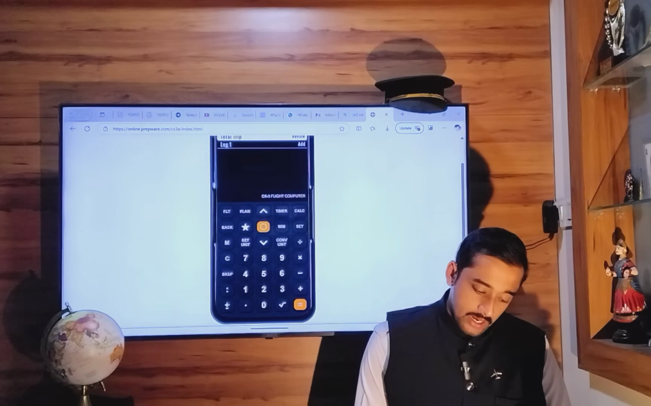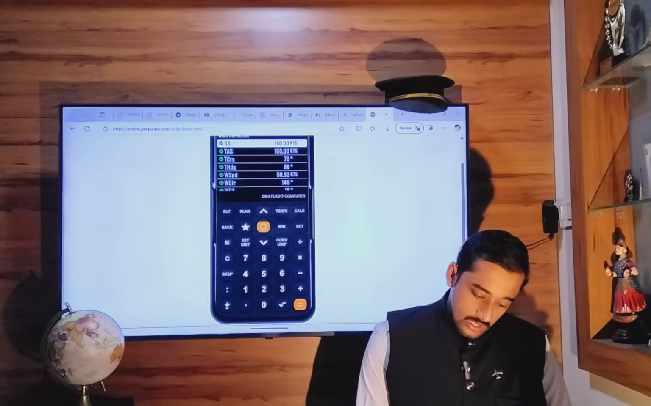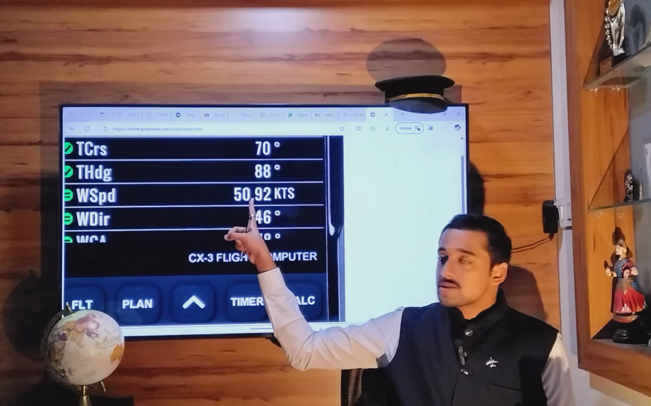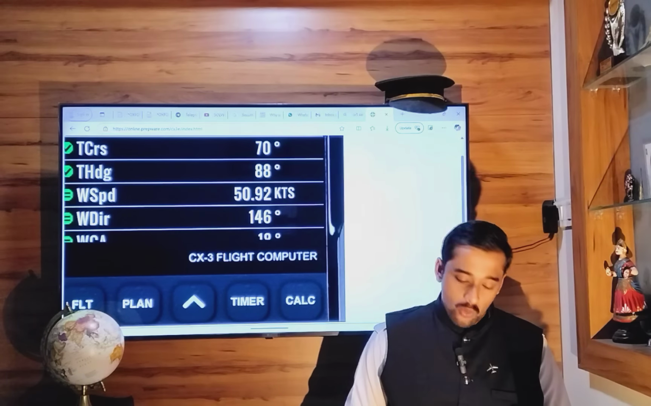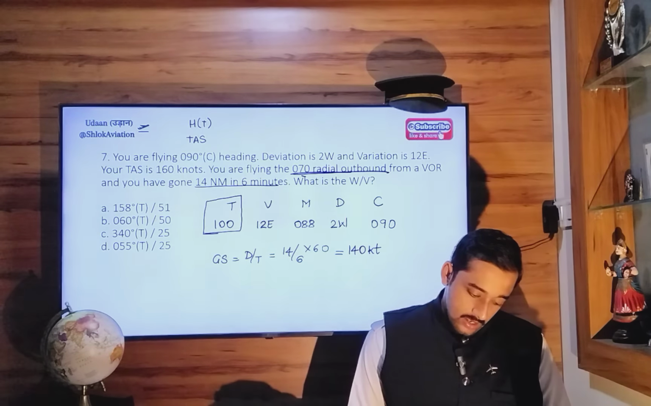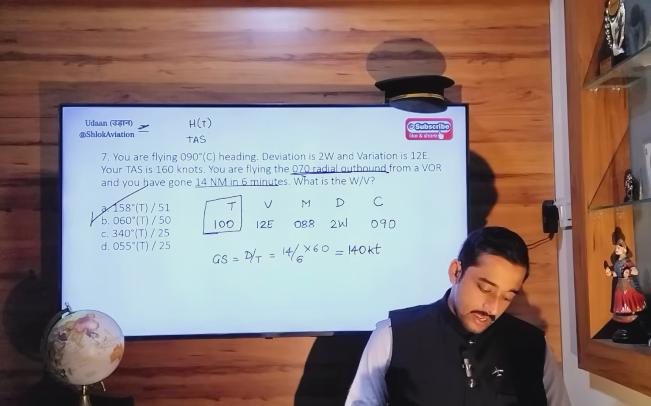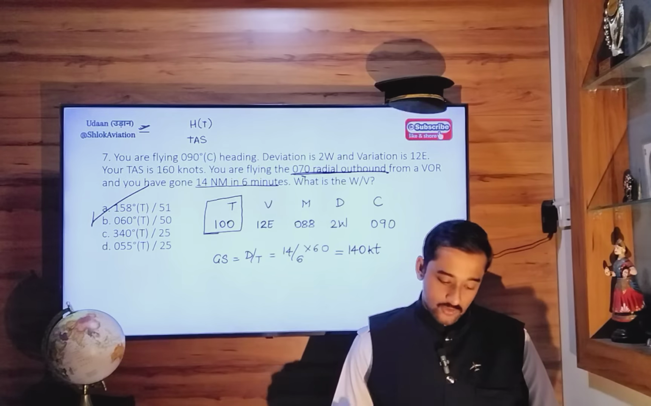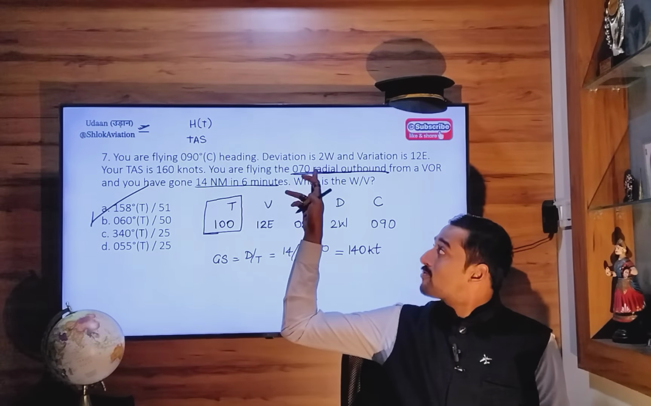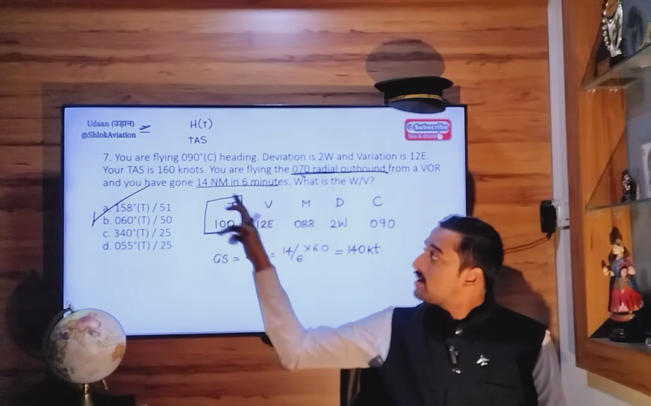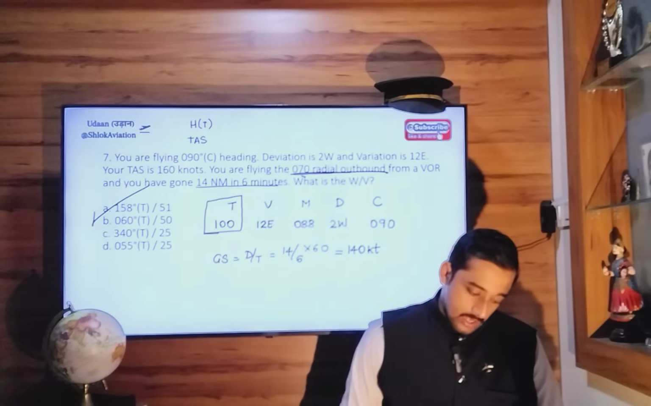So you get a wind of 50.92 knots and direction 146. So approximately 146 at 51. So the correct option, or the closest option here, is option A, 158 at 51 knots. Okay, so pay attention: we converted compass heading into magnetic. We have course 070 and magnetic heading. Ground speed was found from 14 nautical miles in 6 minutes. Next, question number 8.